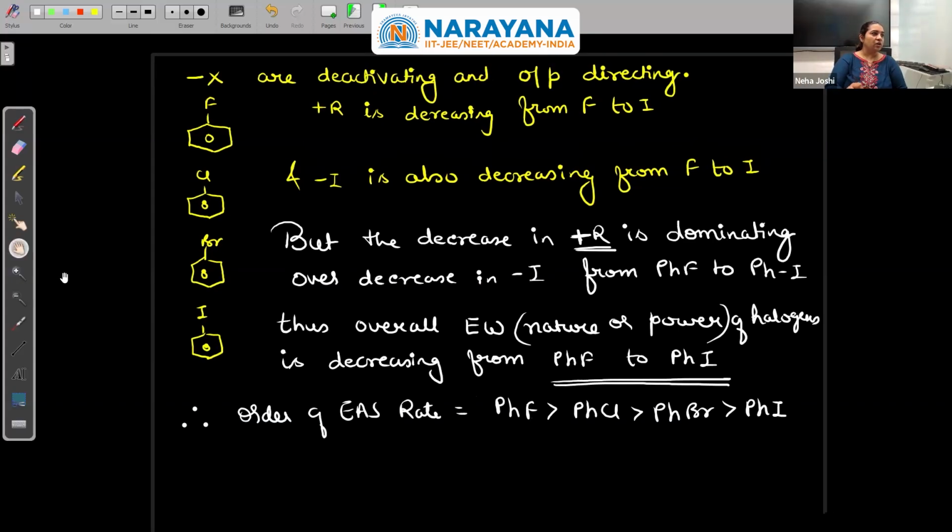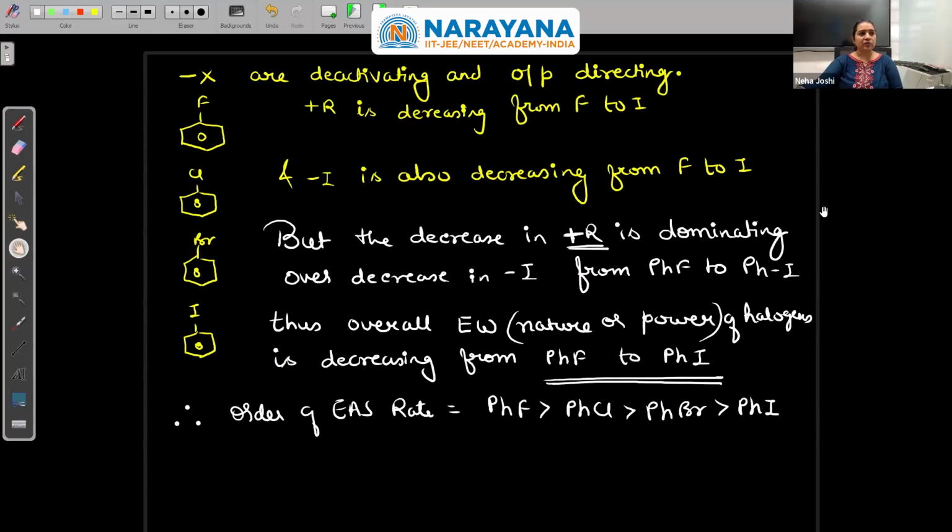Take a screenshot: if we talk of halobenzenes, then the relative deactivation is increasing from fluorine to iodine. Fluorine is less deactivating than iodine. Absolutely clear?